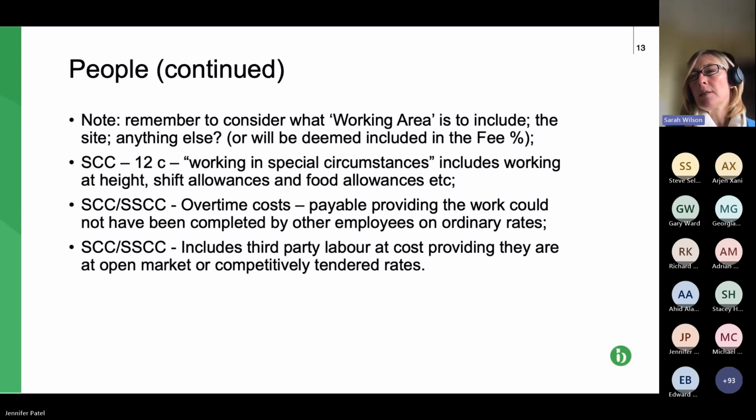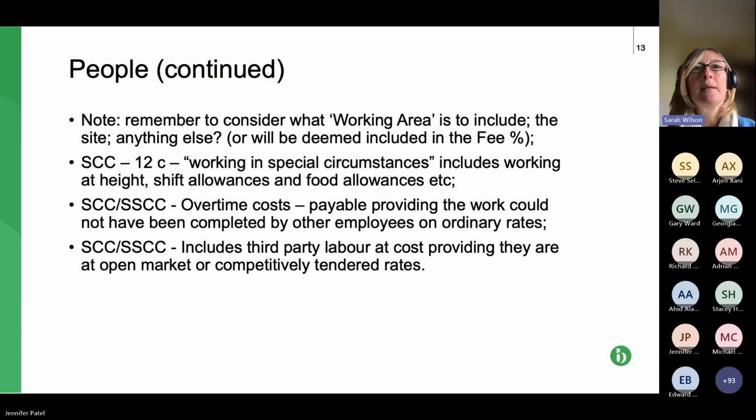And again, this is aimed at promoting efficiency from the contractor and subcontractor on the basis that the paying party, the employer, shouldn't have to pay for contractor or subcontractors' inefficient working. Yeah, and this is the bullet point that I was talking about before. Both the schedule and the shorter schedule allow third-party labour to be claimed, not on an individual basis, but on an open market or competitively tendered rate.